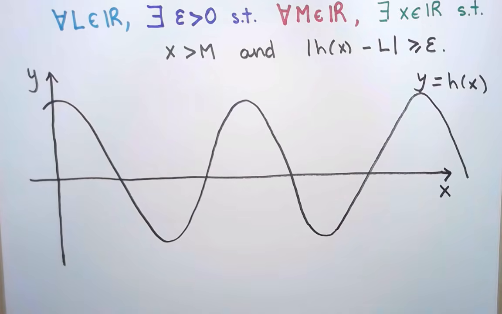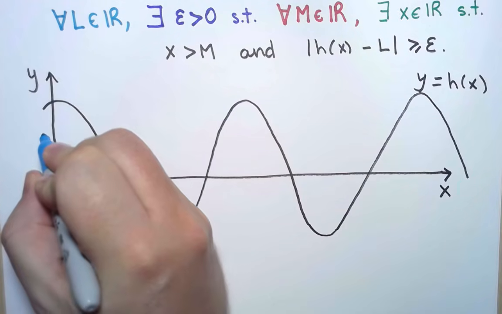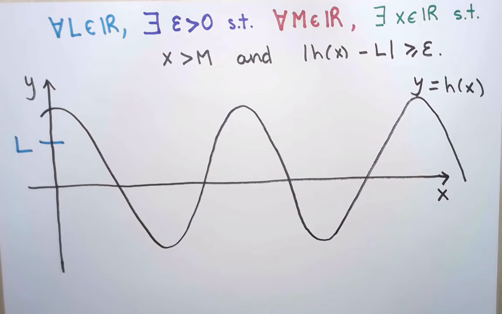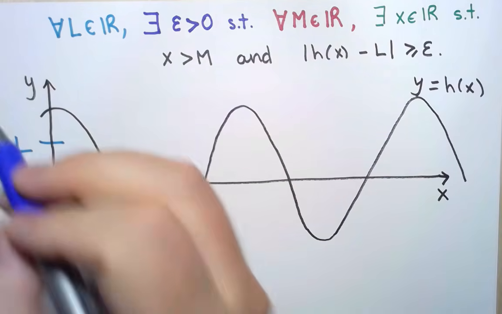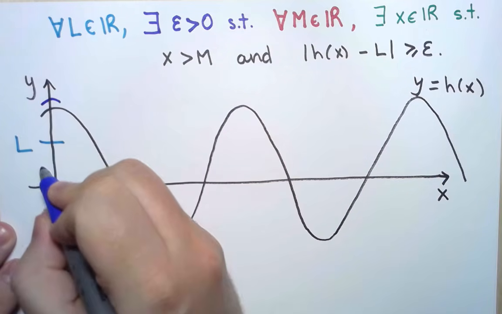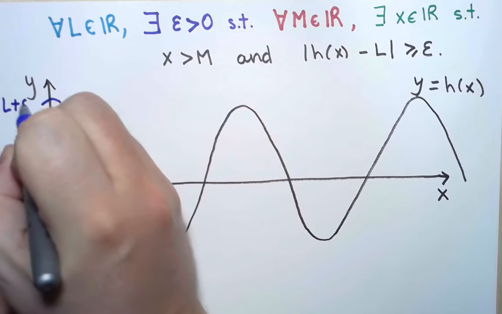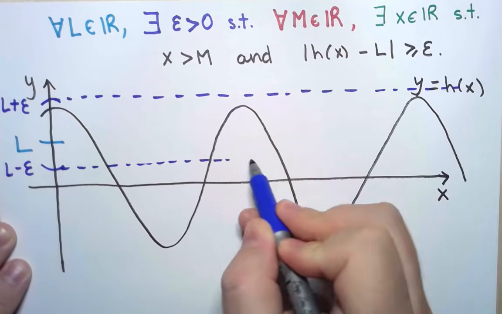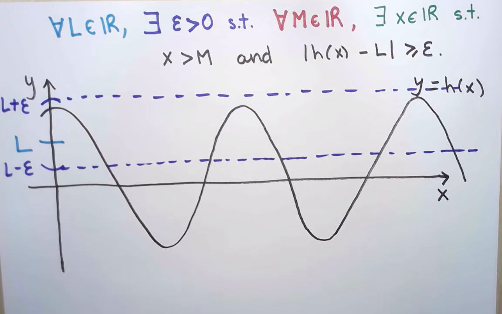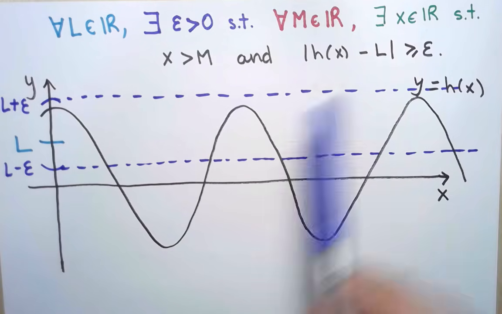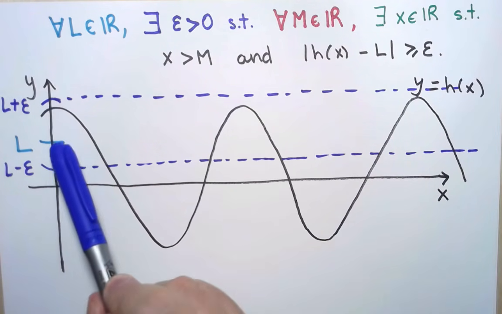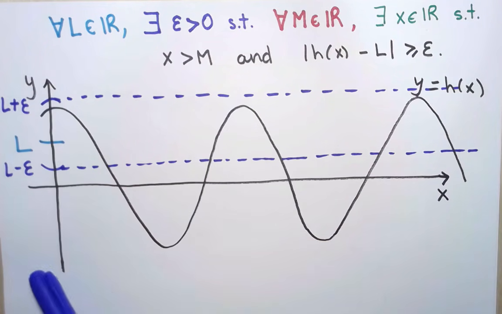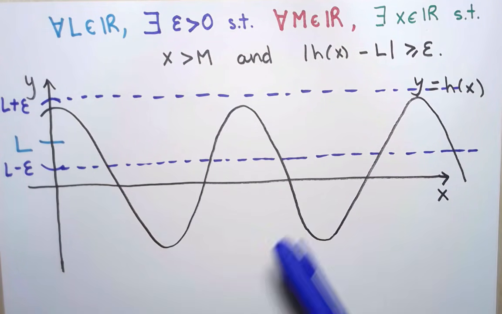We begin with for every L, so L is an arbitrary real number there, and now I need to say what epsilon is. So I'll be picking a value of epsilon, for example, up to here. This is L plus epsilon, and this is L minus epsilon. And the last condition here means that h of x will not be in this interval, will not be between L plus epsilon and L minus epsilon. So I'll be picking probably a part in here.